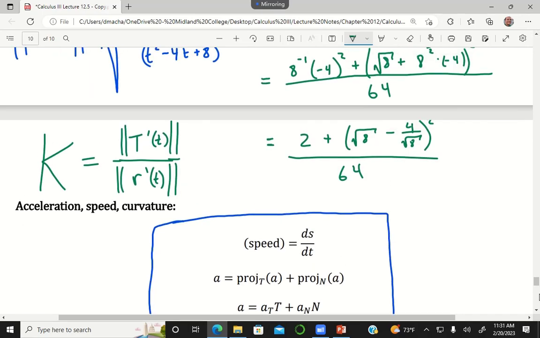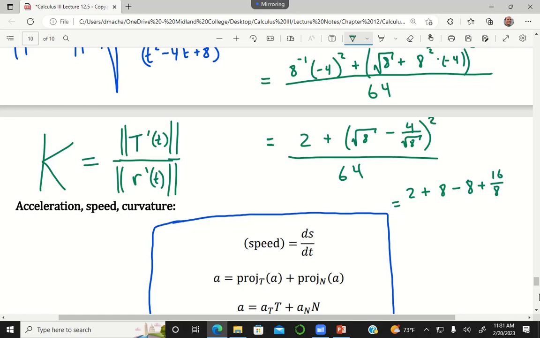Oops. And squaring that second bit is going to give me 2 plus 8 minus 8 plus 16 over 8. Correct me if I squared that incorrectly.